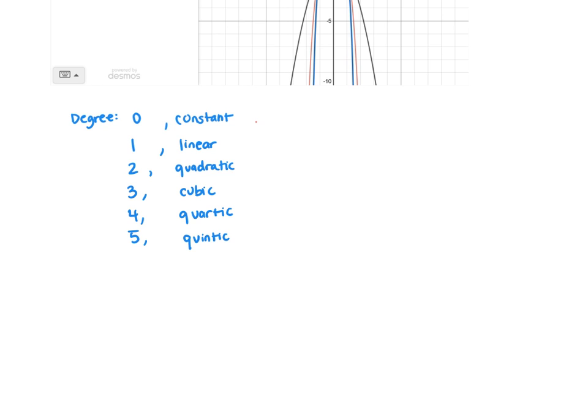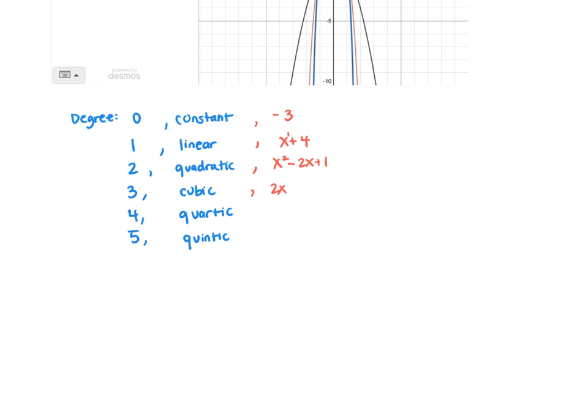Okay, constant is just a number. So for example, -3. Linear can be something like x plus 4. Okay, the degree is 1. That's what we call it linear. Quadratic can be x squared minus 2x plus 1.